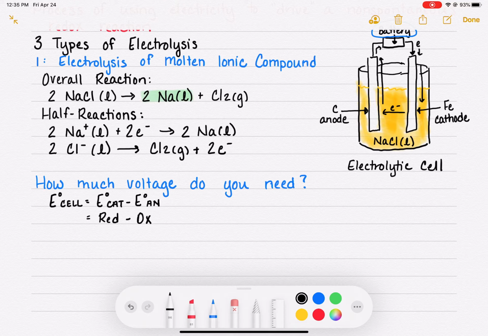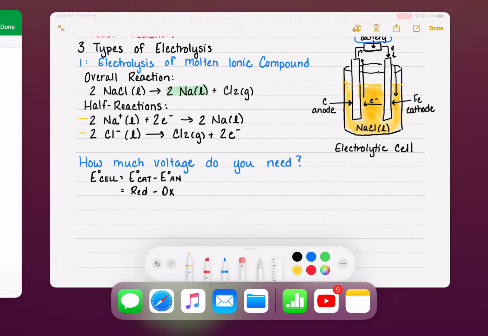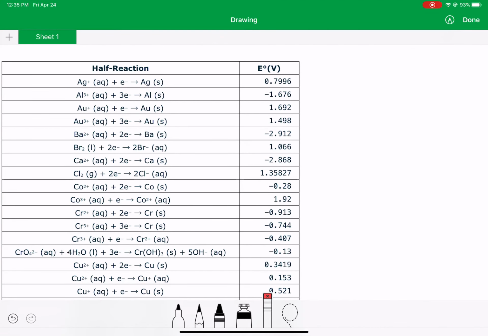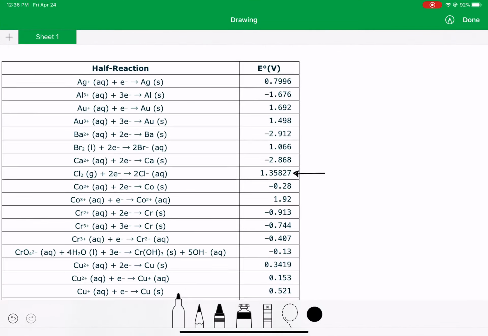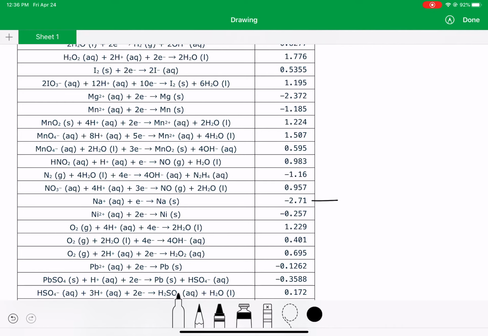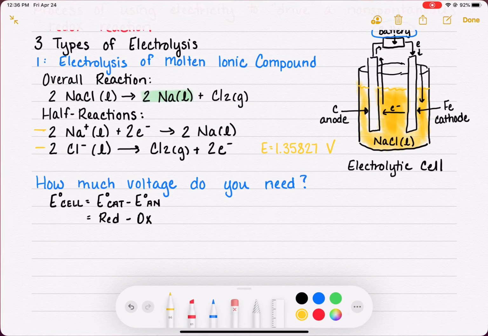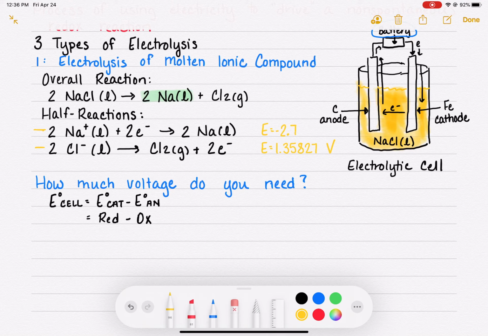half reaction. So all we have to do is go to that table of voltages of the half reactions and look up the voltages for our two half reactions. So let's go to that table. I've got the one where we're in alphabetical order, and I'm looking for chlorine, right there, and it is 1.35827. And now let's go find our sodium voltage. Sodium voltage is down here, negative 2.71. So let's plug these into our E cell reaction.